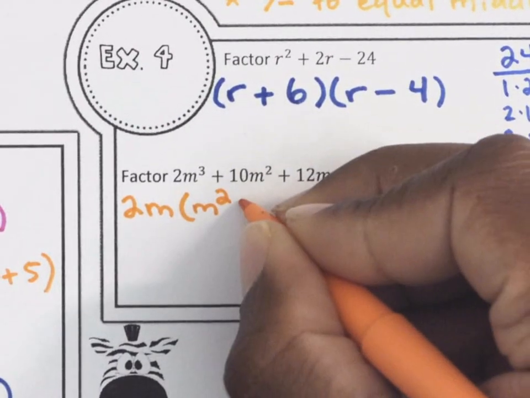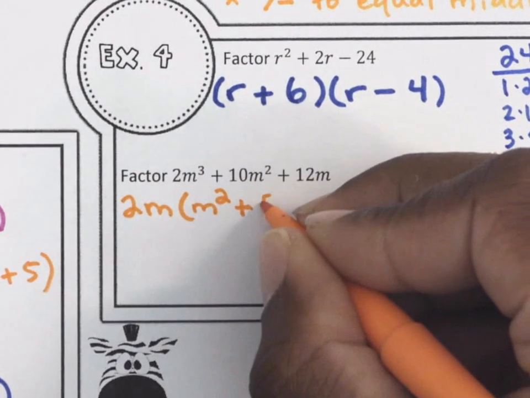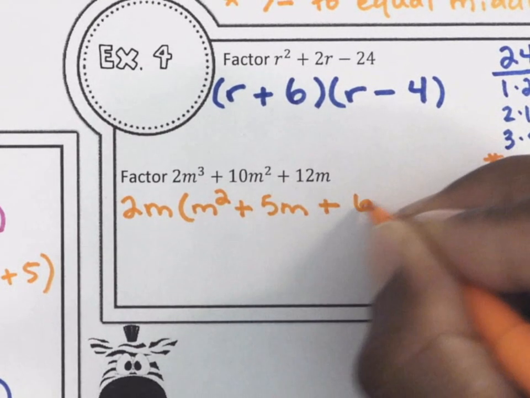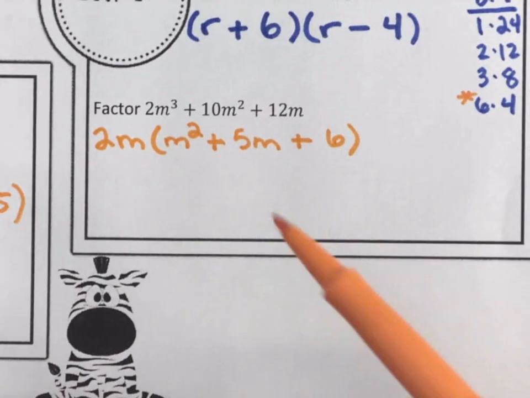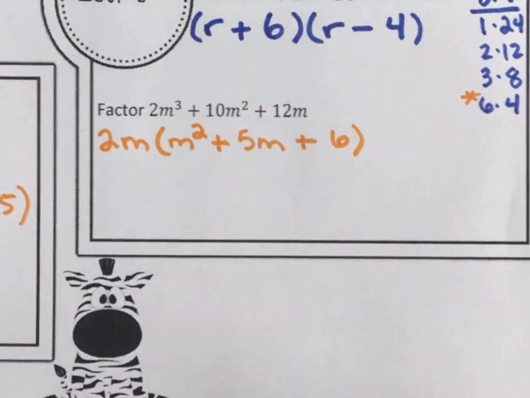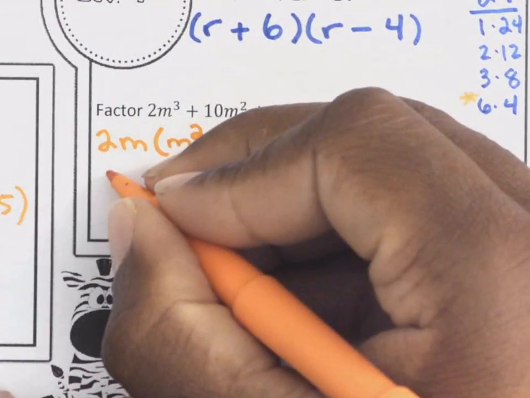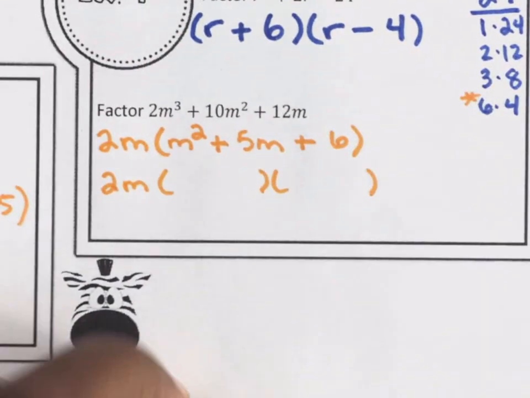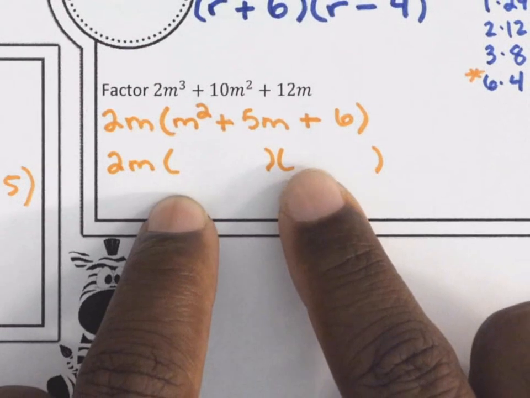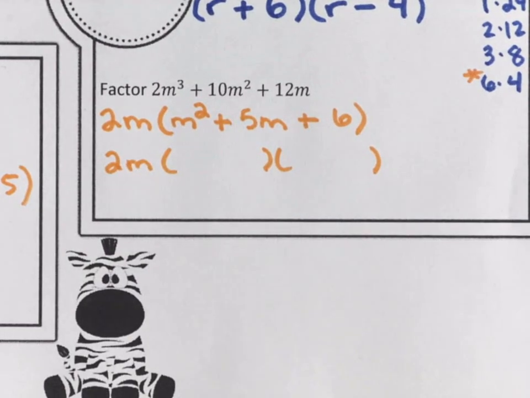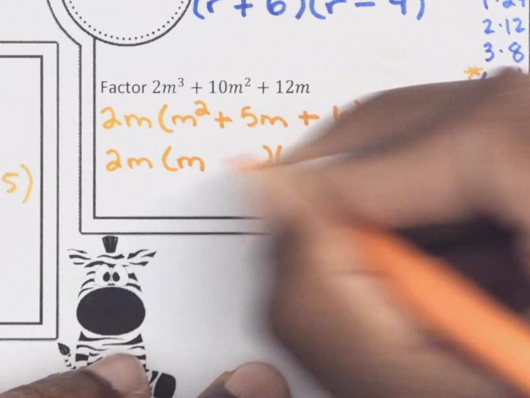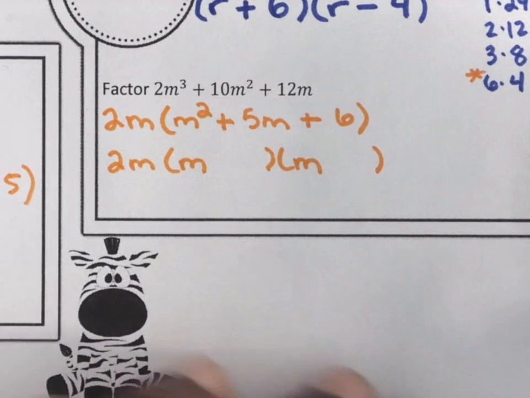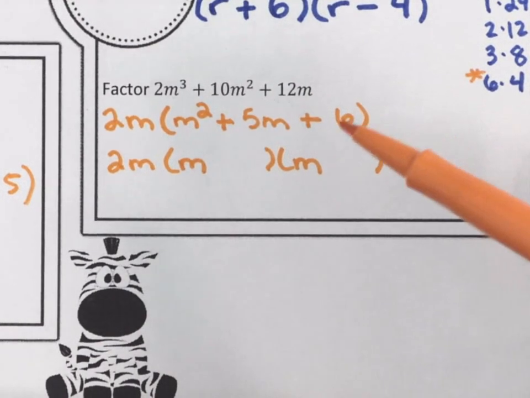Yep, m squared plus 5m, yes, plus 6. Good job. I've got 3 terms. Maybe I can factor this into the parentheses. What do I need in the first positions to give me the m squared? m times m. And then I need 2 numbers I can multiply to give me 6.